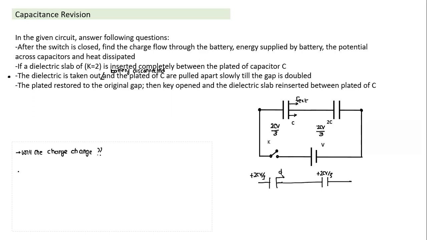Now think and answer. Would anybody like to answer? Will the charge change or remain the same? The charge on the two opposite plates should always be the same, right? Yes. So here this has plus 2CV/3, this is minus 2CV/3, this is plus 2CV/3, and this is minus 2CV/3. Can these two charges change here? No, sir. Can some charge flow from here to here or the other way around?